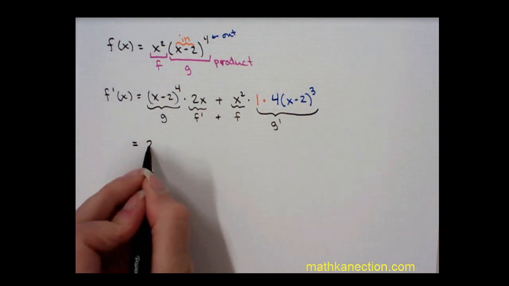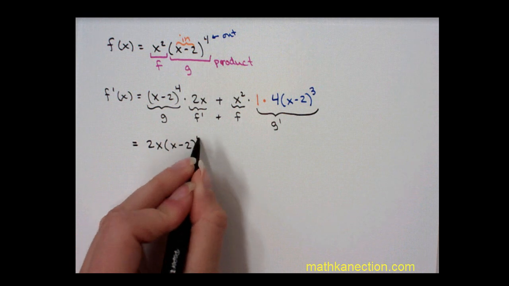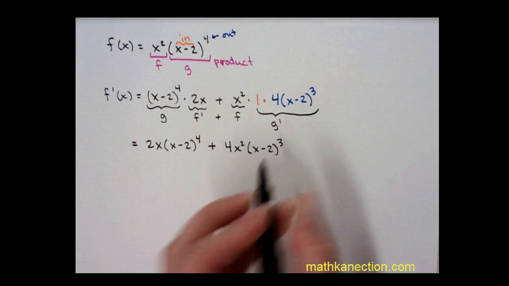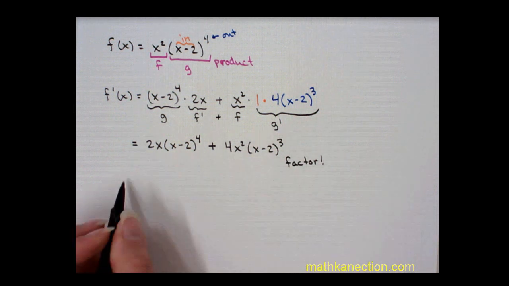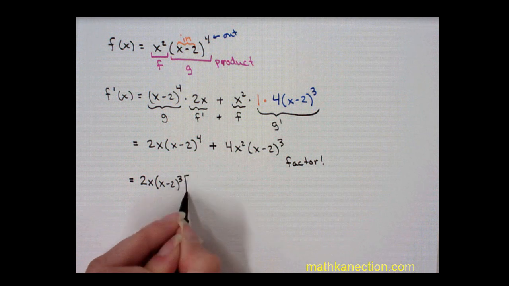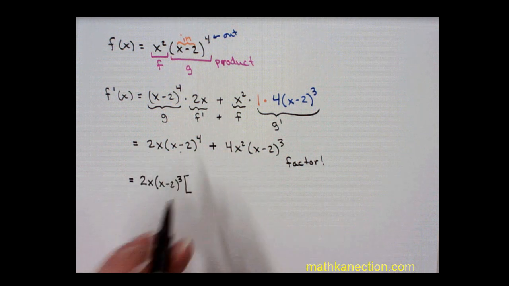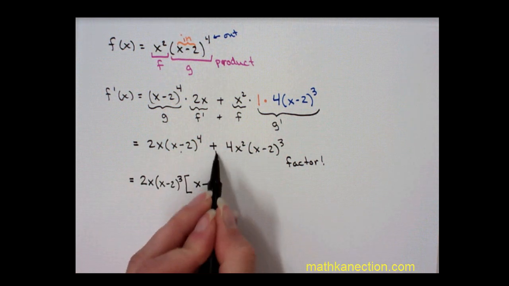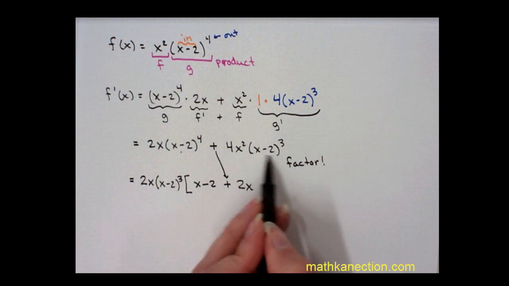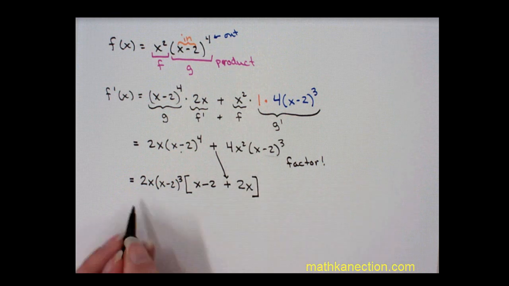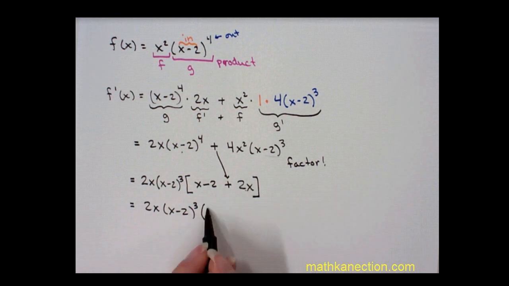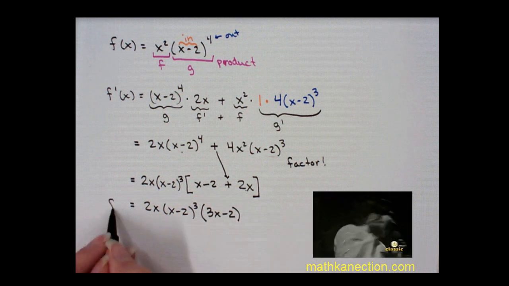Simplifying the problem will make 2x times the quantity x minus 2 to the 4th, plus 4x squared times x minus 2 to the 3rd. You can factor the problem, so each term has both a 2x and an x minus 2 to the 3rd in common. From the first term, what's left is 1x minus 2. And from the second term, what's left is a 2x. Then simplifying the factor to make a 3x minus 2.